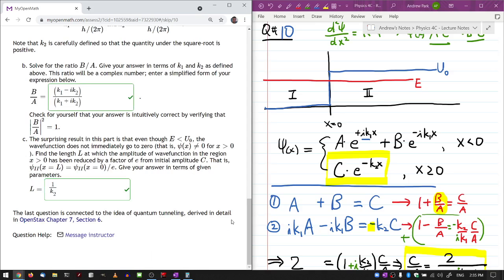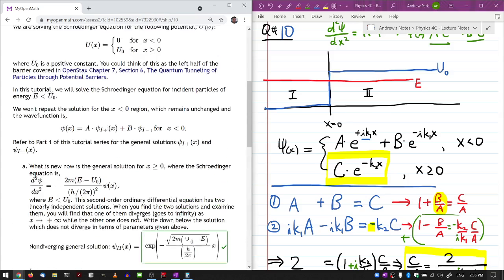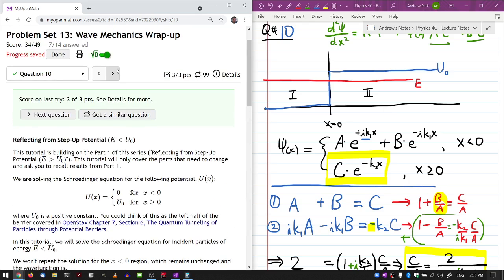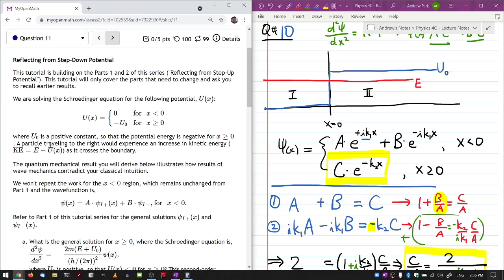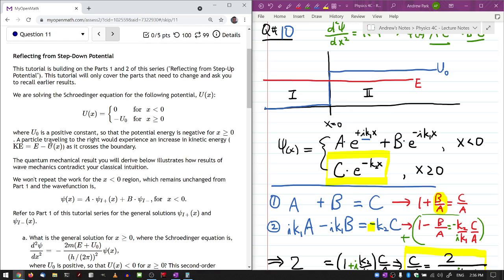And the last question is connected to the idea of quantum tunneling. Okay, let's move on to the next question. Question 11. It says the tutorial is building on parts 1 and 2 of this series. Yes, this is the third in the three-part tutorial. This tutorial will only cover the parts that need to change and ask you to recall earlier results.